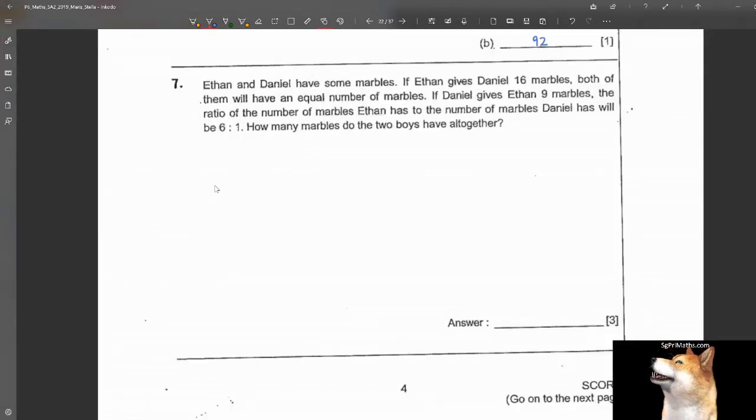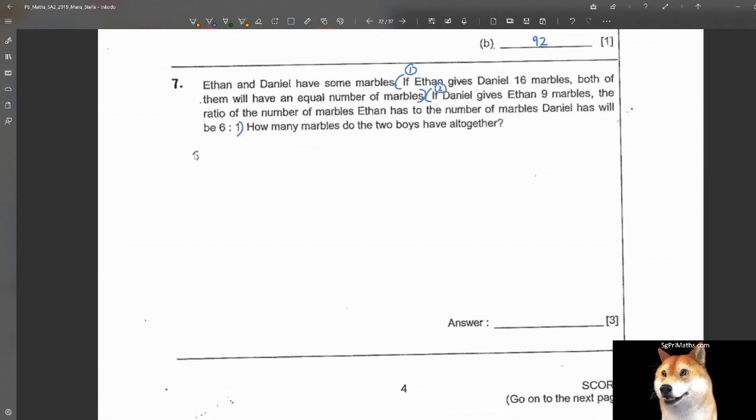Alright, question 7. Ethan and Daniel have some marbles. If Ethan gives Daniel 60 marbles, both of them will have an equal number of marbles. So this is the first scenario. Second scenario, if Daniel gives Ethan 9 marbles, the ratio of the number of marbles Ethan has to the number of marbles Daniel has will be 6:1. So this is the second scenario. How many marbles do the two boys have altogether?